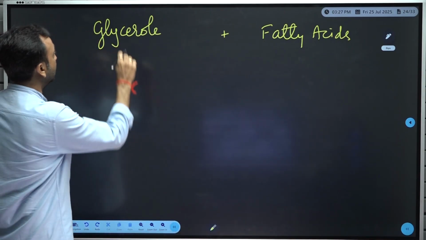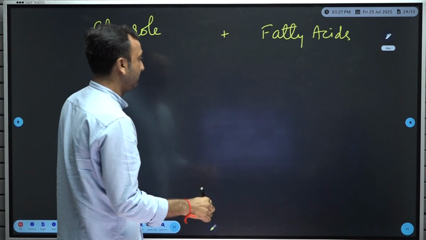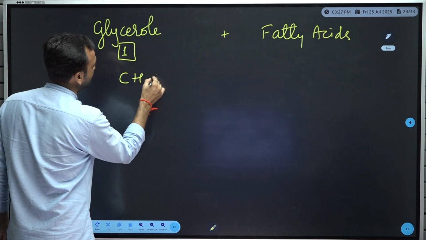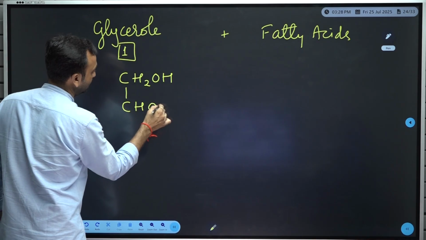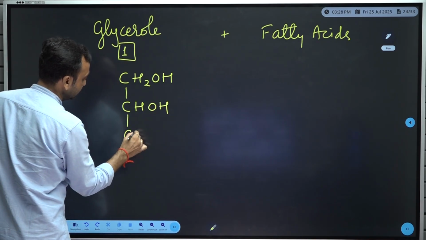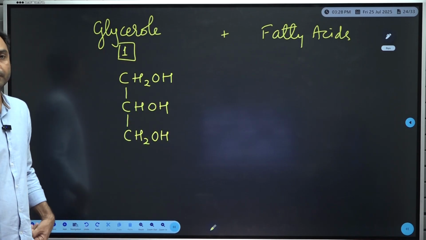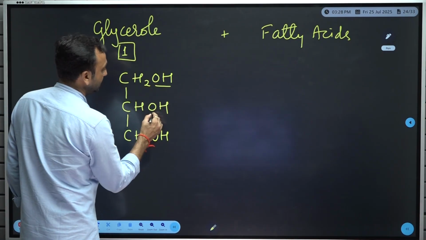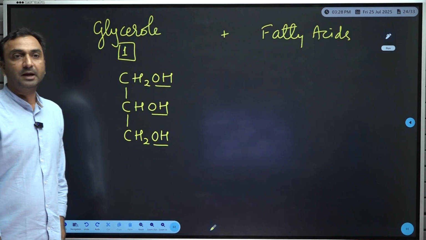Usually, glycerol used to be single molecule, 1 glycerol. So, it is CH2OH, here CHOH, and here CH2OH. This is glycerol molecule. Right? It is the 1, 2, and 3 molecules of alcohol.